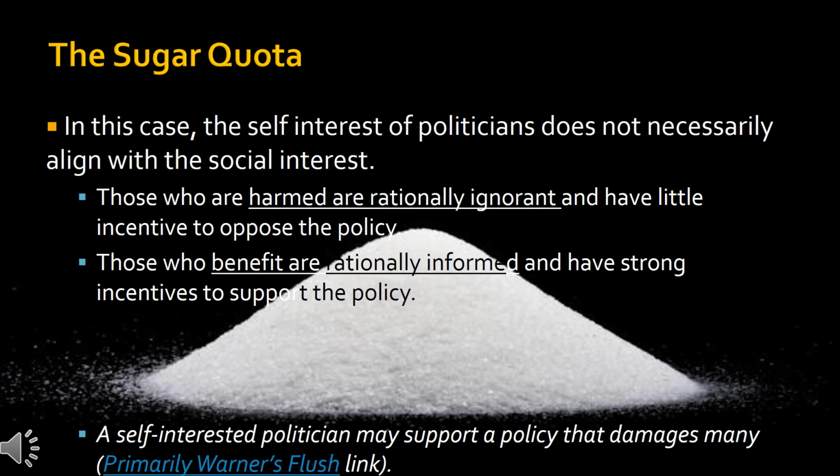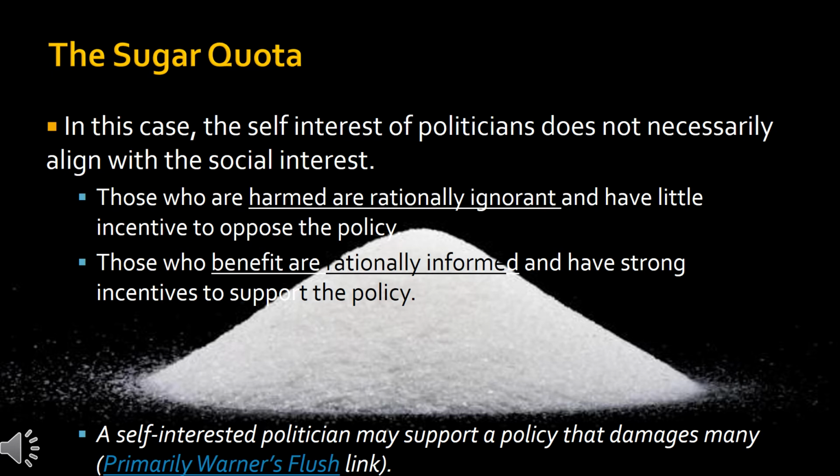Returning to the sugar quota example. Here, the self-interest of politicians does not necessarily align with the social self-interest. And we get this problem because of the difference in who's informed and who's uninformed. So these errors aren't going to be random. Those who are harmed by the sugar quota are the rationally ignorant, the people that don't realize how harmful the sugar quota is for them. They maybe don't even realize that this policy exists. So they have very little incentive, very little reason to oppose this policy.